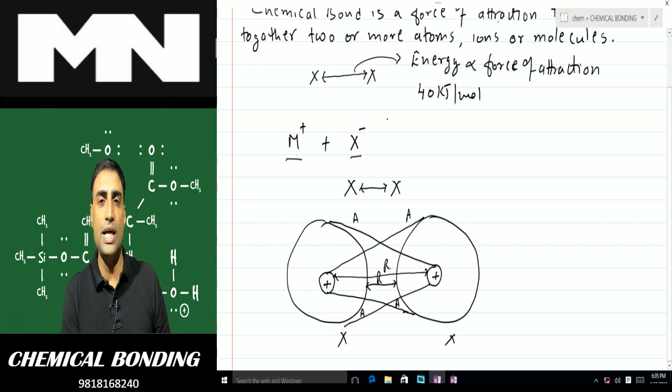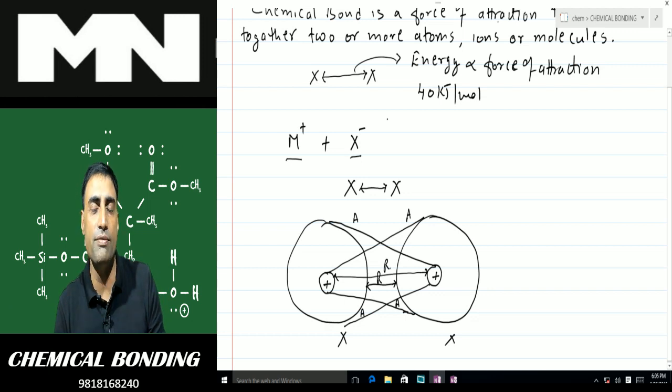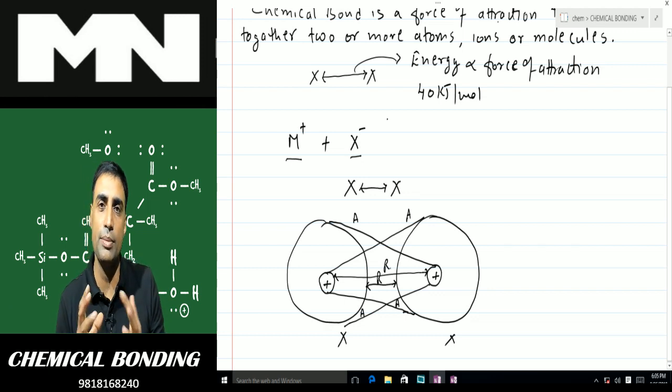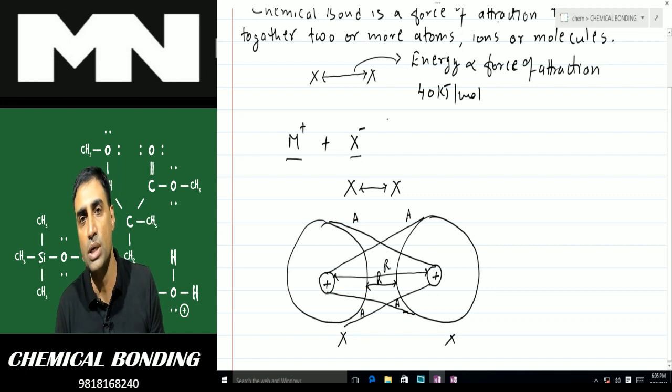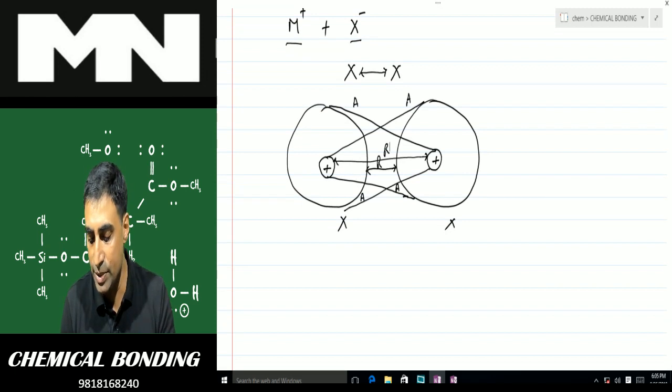So when two neutral atoms approach each other, some new forces get developed, that is the attractive forces between the nucleus of one and the electrons of another, and repulsive forces between the valence shells of both the atoms and their nuclei. Whenever the attractive forces are more than the repulsive forces, a chemical bond is formed. However, if the repulsive forces are more, then the bond is not formed. We'll see how these attractive and repulsive forces develop.